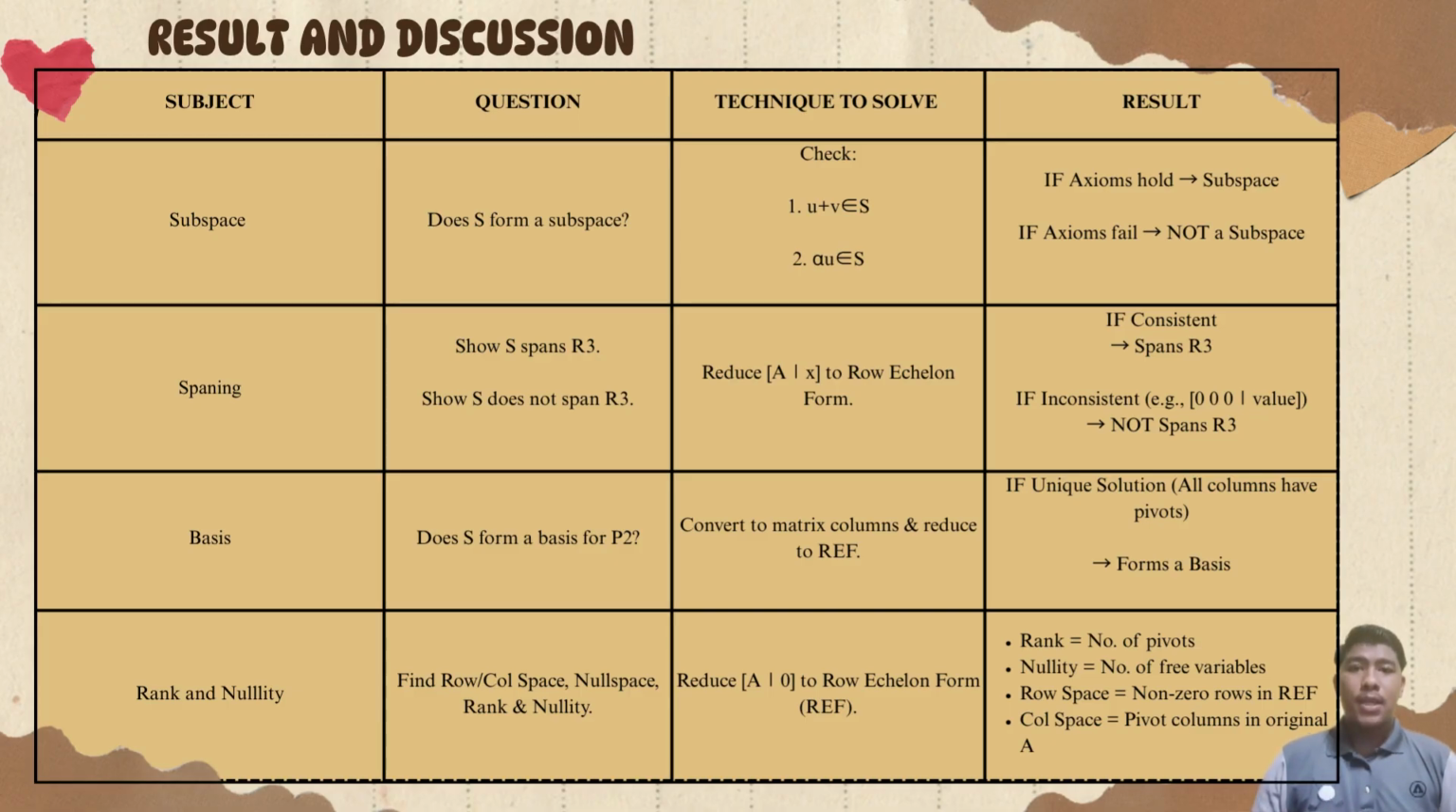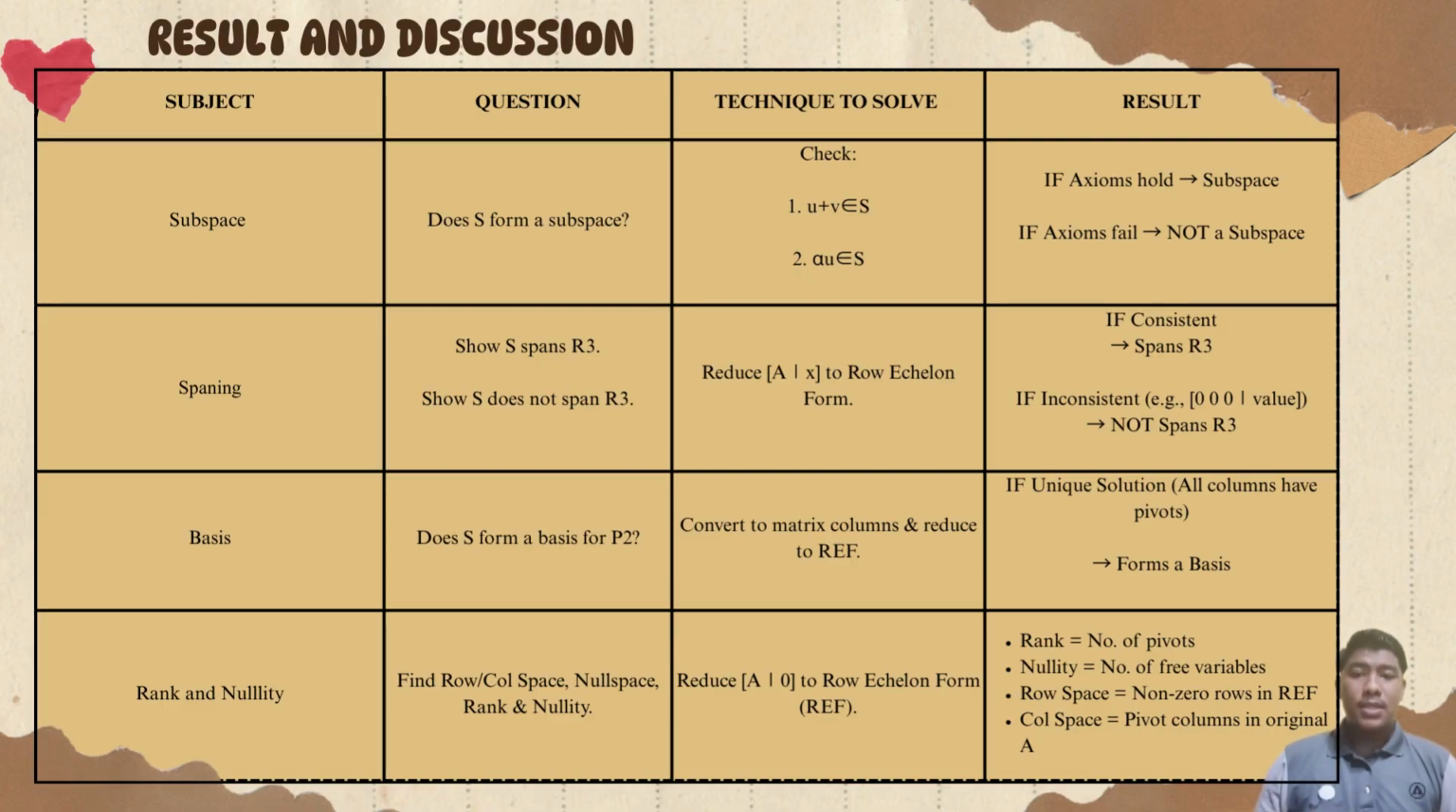First, for a spanning set, when we reduce the augmented matrix, if it is consistent, then S spans R. But if it is inconsistent, meaning we get a row of 0 equal to a nonzero value, then S does not span R. Second, for a subspace, we check the closure properties. If the axioms hold, it is a subspace. If they fail, it is not a subspace.